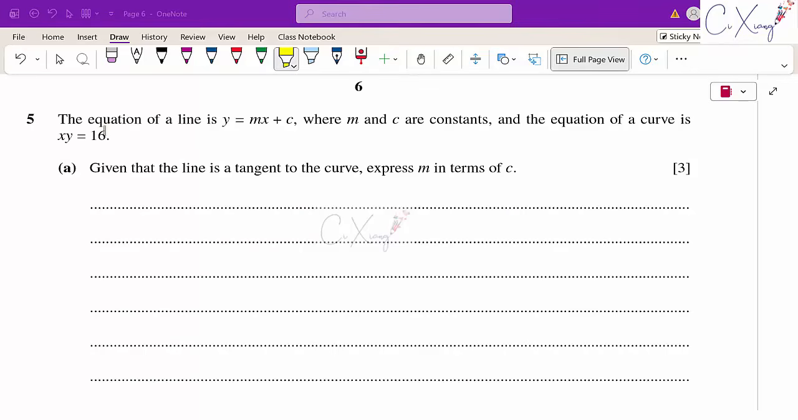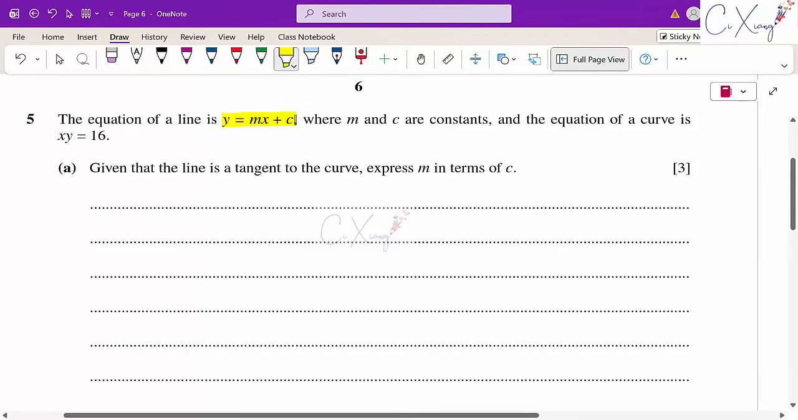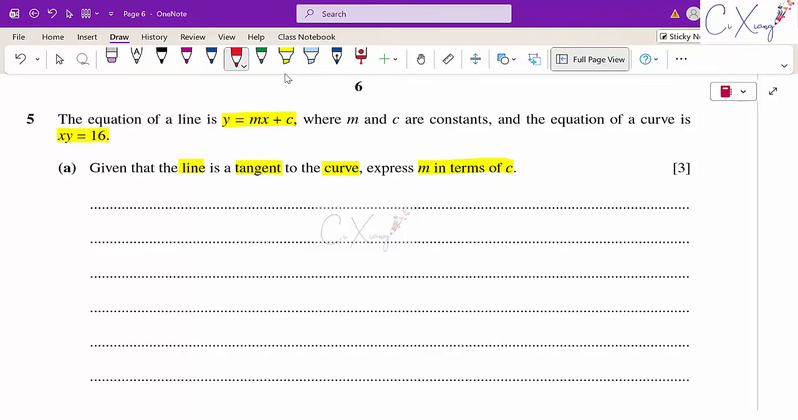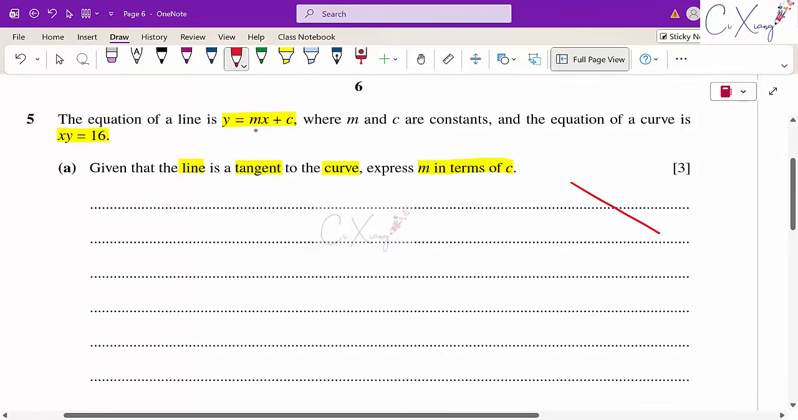Alright, so now we are at question number 5. We are given the equation of a line y equals mx plus c. m and c are constants, and also there's the equation of the curve, which is xy equals 16. Given the line is a tangent to the curve, express m in terms of c. Alright, so for this question, basically we're having a linear line, right? y equals mx plus c is a linear line. So when you're having a linear line, and they are saying that it is a tangent to the curve, it means that this line is a tangent to the curve.